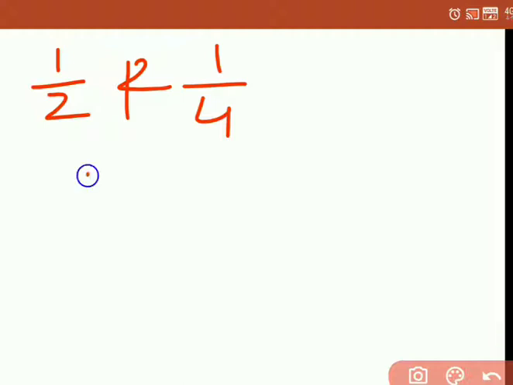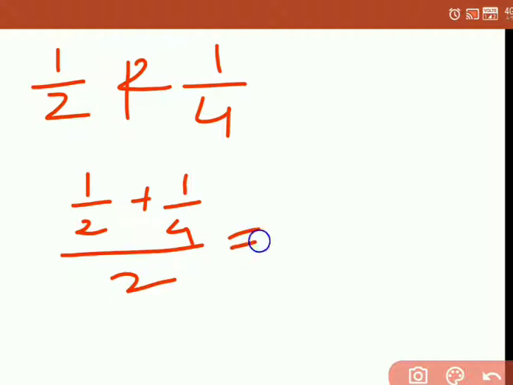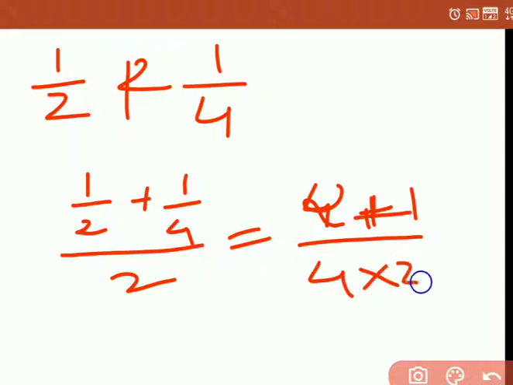Correct. What we need to do is add 1 upon 2 and 1 upon 4 and divide by 2. If we do so, what do we get? The LCM is 4, so 2 plus 1 upon 4 into 2. Correct. So it is 3 upon 8. So 3 upon 8 lies between 1 upon 2 and 1 upon 4.